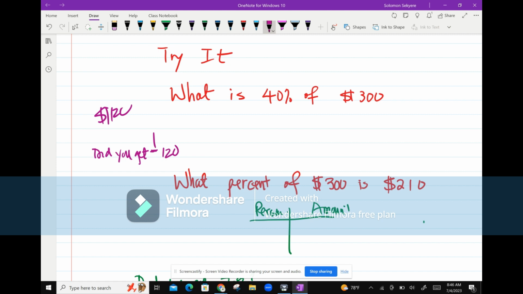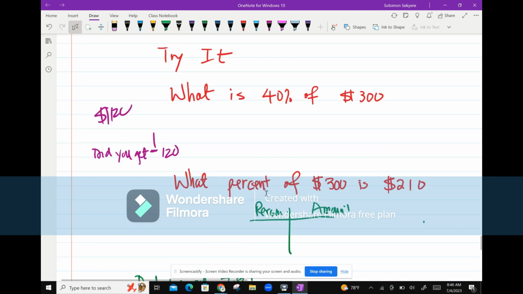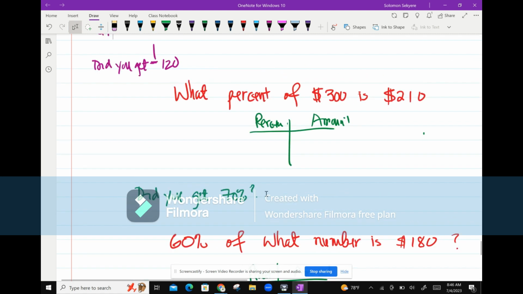Okay. What percent of 300 is 210? Okay. Set up the table. See where your variable is. This is given. Of what is missing? Percent. Calculate it. Did you get 70? And 70 what? Percent. And then lastly, 60% of what number is 280?